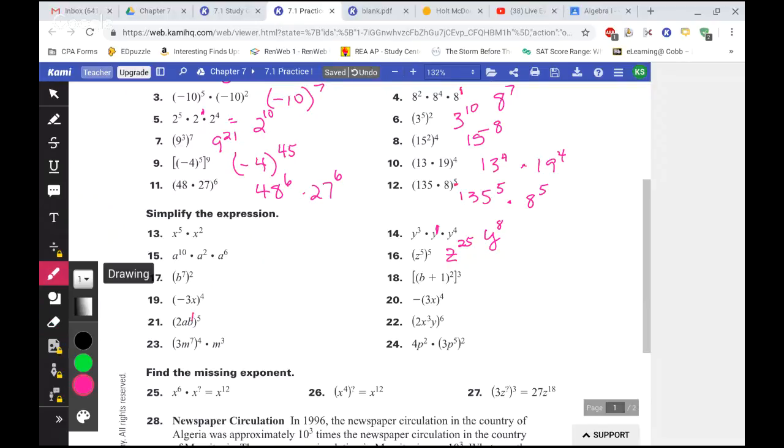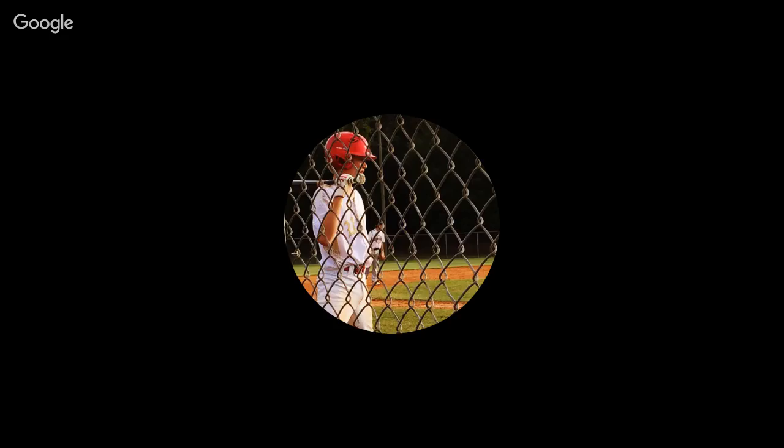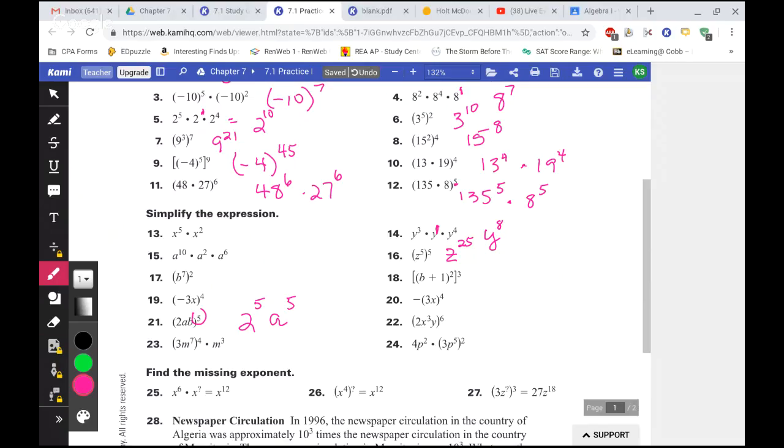So now let's go back over 21. So you would apply that 5 to everything inside the parenthesis, right? Is that making more sense now? Yes, ma'am. So that's going to be a to the 5th, b to the 5th. And 2 to the 5th, what did we say that was? 32. A to the 5th, b to the 5th.